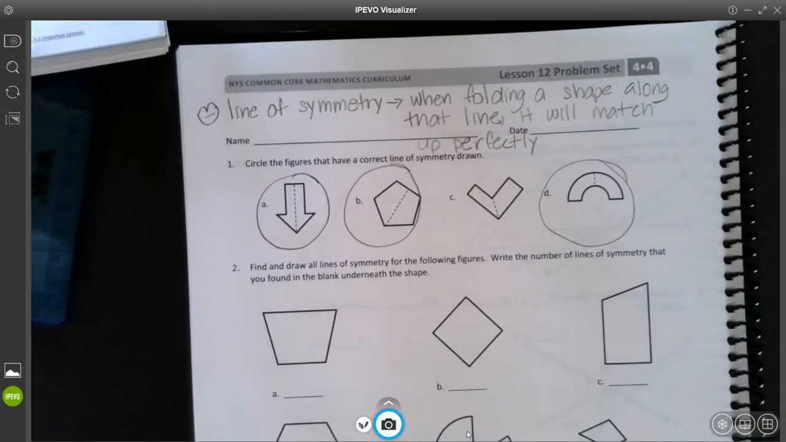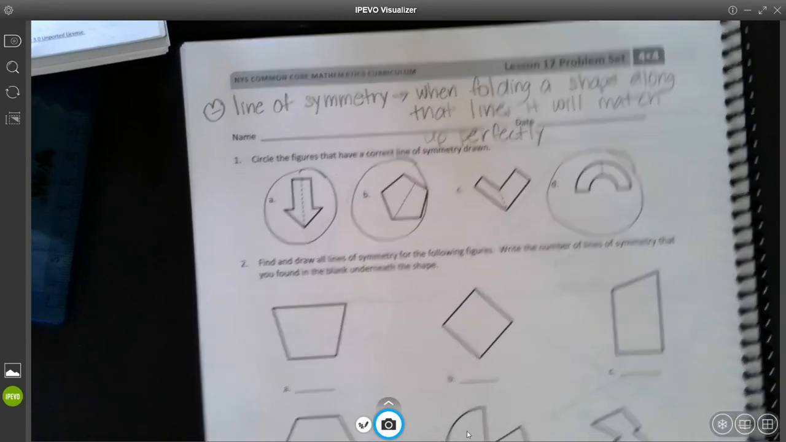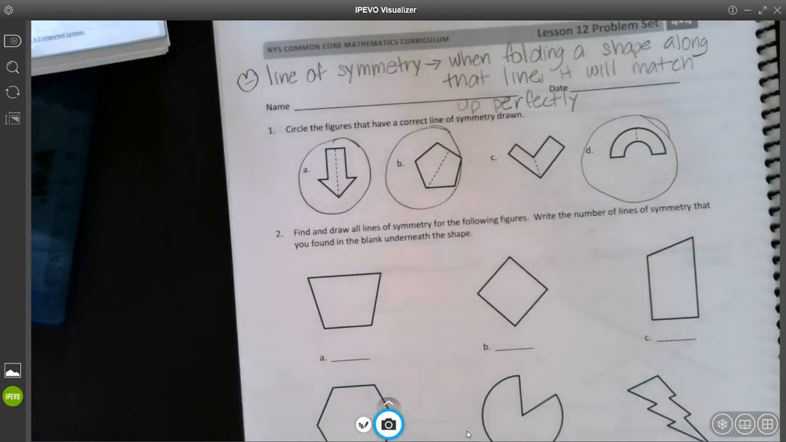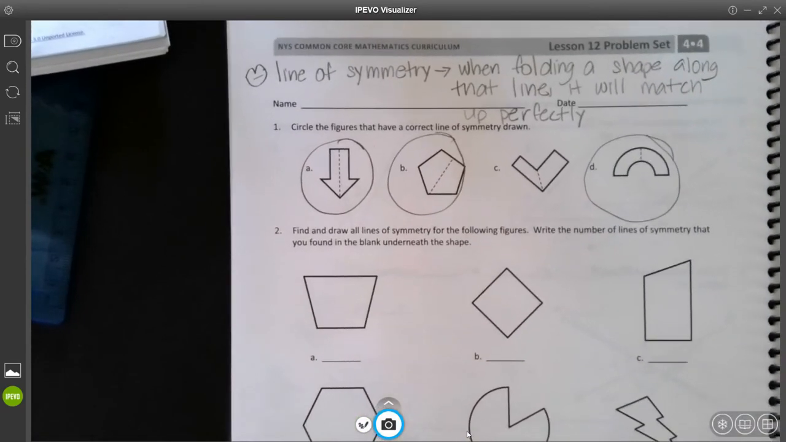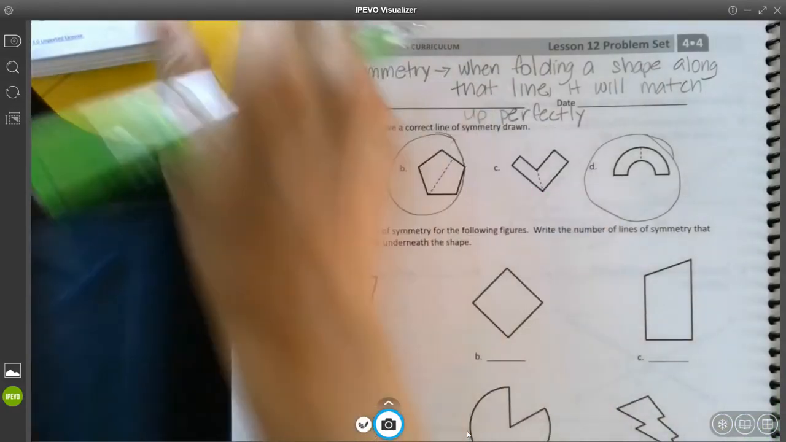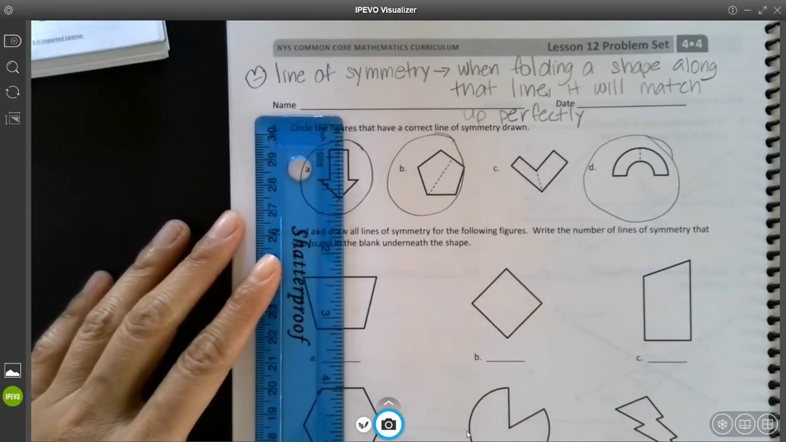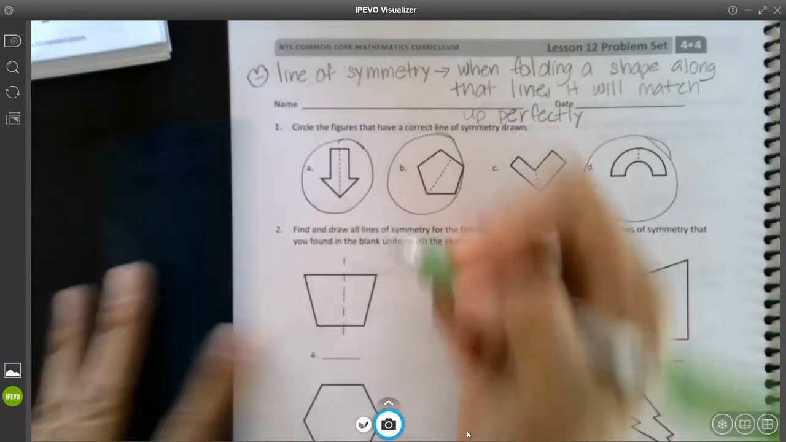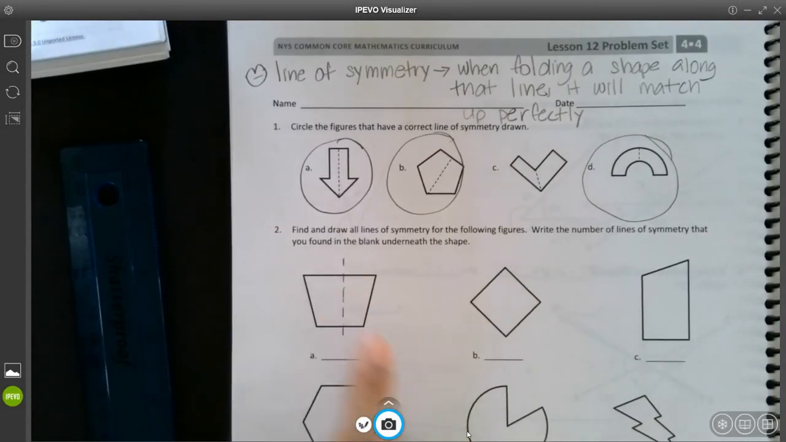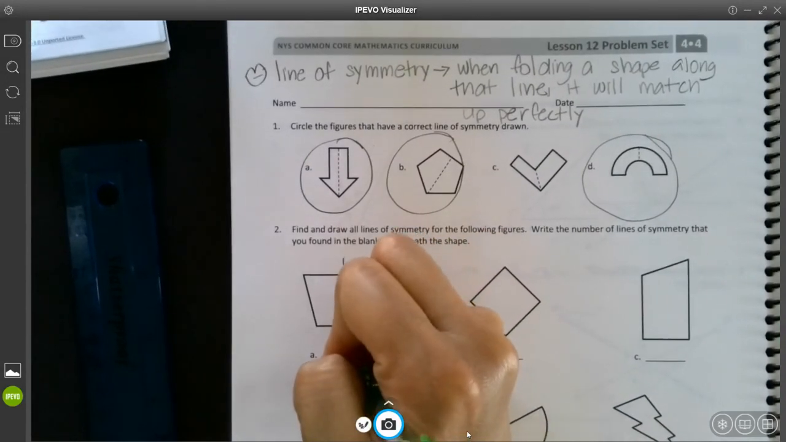Okay. So for 2, find and draw all the lines of symmetry for the following figures. Write the number of lines of symmetry that you found in the blank underneath the shape. I'm going to start with A. This is a trapezoid that we skipped over accidentally earlier. So if you recall the line of symmetry, the trapezoid had one line of symmetry. I'm going to use a straight edge. If you have one, you should use it too. And I'm going to draw a dotted line there. It's not perfect, but I do know if I moved it over, it would be perfect. That trapezoid has one.